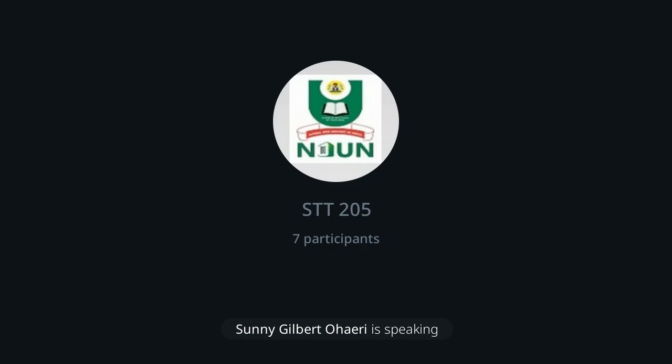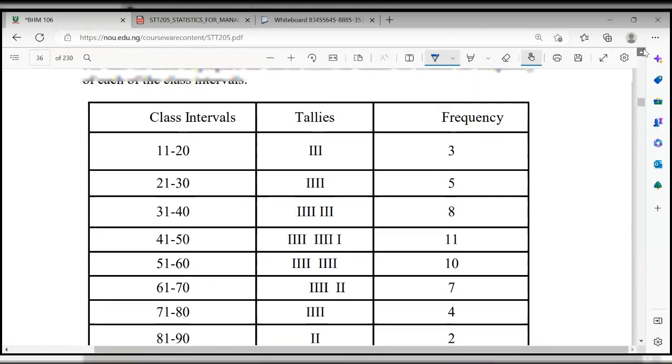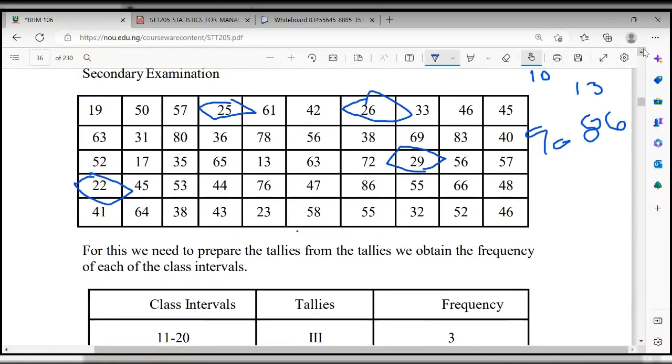Please come again, for more clarity. We are talking about grouped data. In grouped data, once they give you the table or the list of values, you need to look out for the highest and the lowest. Make sure you don't make any mistake. From there, you can now have an interval. You can have an interval of five numbers, an interval of 10 numbers, or an interval of 7, depending on what is going on.